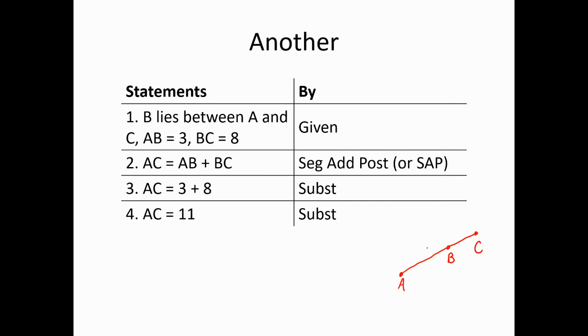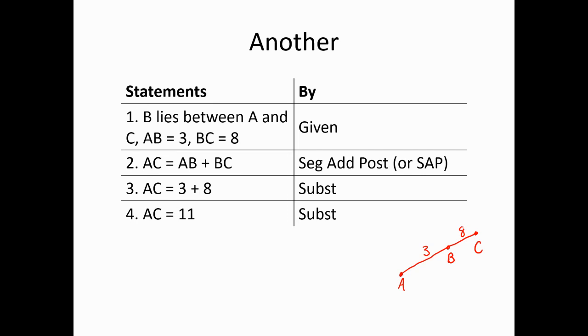Okay, so we know that AB is equal to 3, and we know that BC is equal to 8. And yes, BC does look longer than AB, but that doesn't really matter. This diagram only helps us to keep up with information. It isn't supposed to look accurate in that way. Okay, so that's our given.